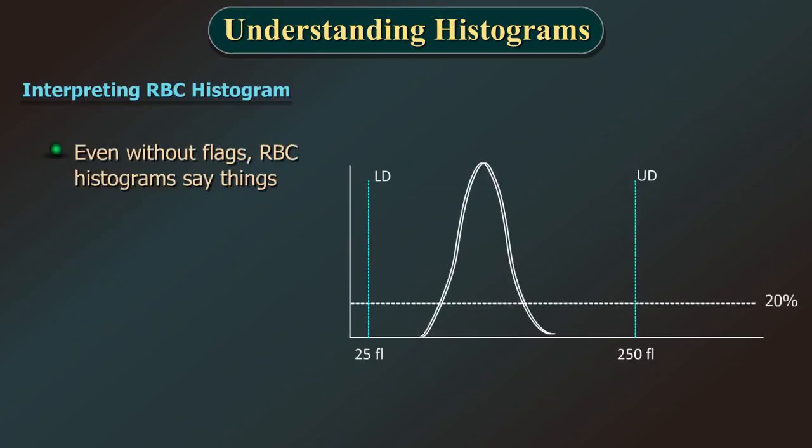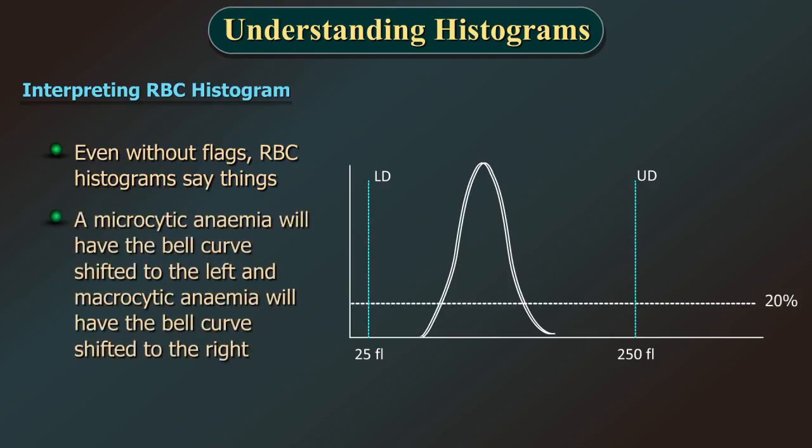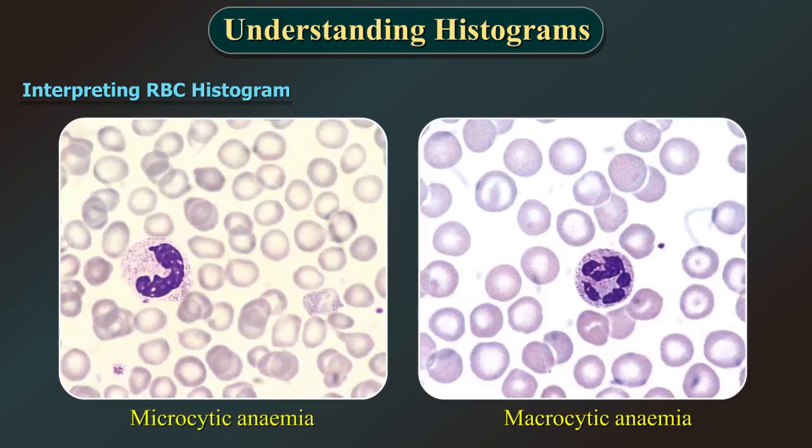Even without flags, RBC histograms say things. A microcytic anemia will have the bell curve shifted to the left, and macrocytic anemia will have the bell curve shifted to the right. Look for respective findings on smear. Please refer to the video on peripheral smear.